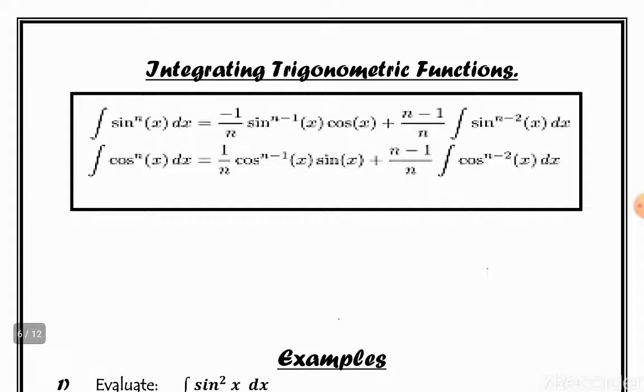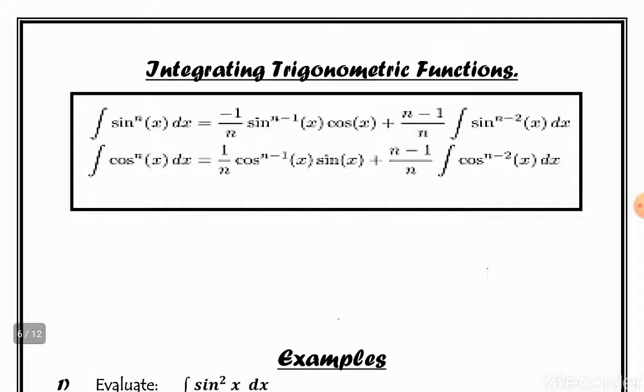The integral of sine to the power of n, like n to the power of 5, 6, 7, of x dx equals negative 1 over n sine n minus 1 of x cosine x plus n minus 1 over n integral of sine n minus 2 of x dx.